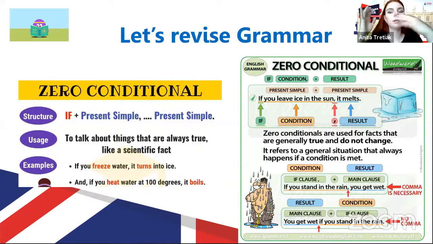Okay, one more time just to sum up. We use zero conditional to talk about things that are always true, usually scientific facts. And the structure is the word if plus present simple, and then the result must be in the present simple too. But sometimes the result can go first, and if it goes first, then you don't need to use a comma. So this is how it works.